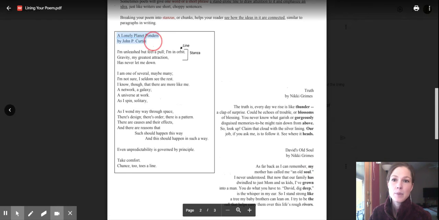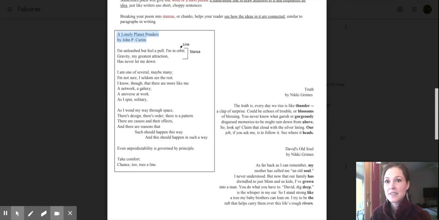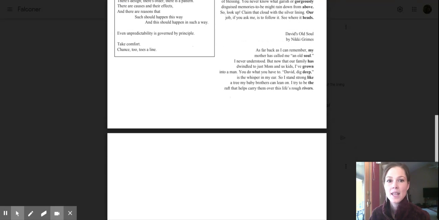So in this poem, you may have noticed as we were reading that we had some personification. How about here? We have, I stand strong like a tree my baby brothers can lean on. Do you think that's a simile, metaphor, or an example of personification? And if you said a simile, you're right.